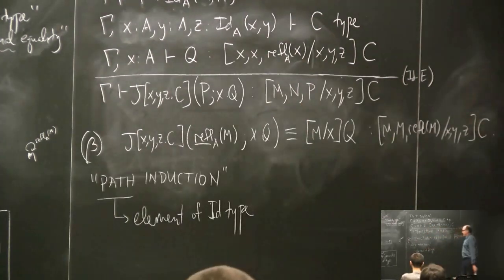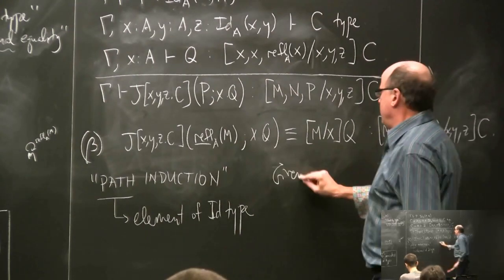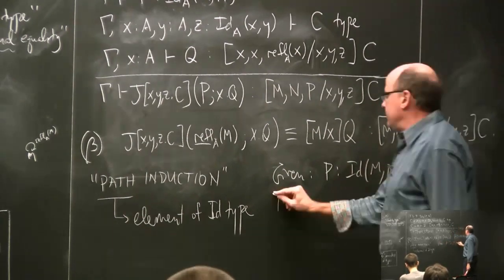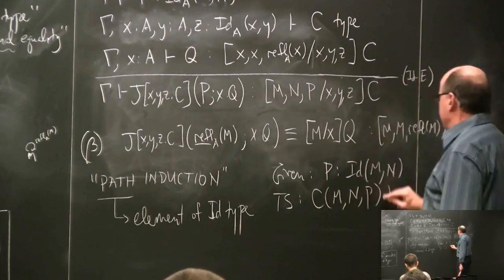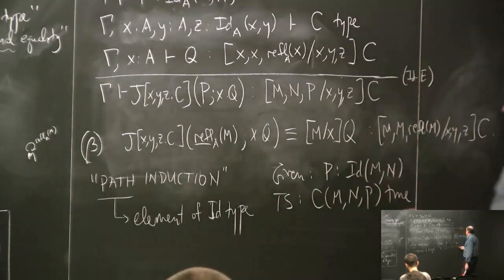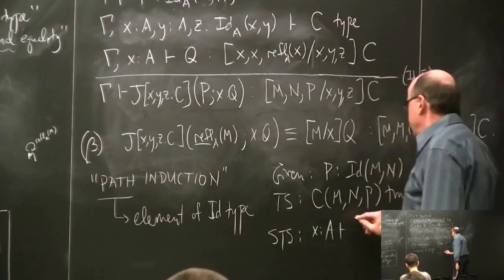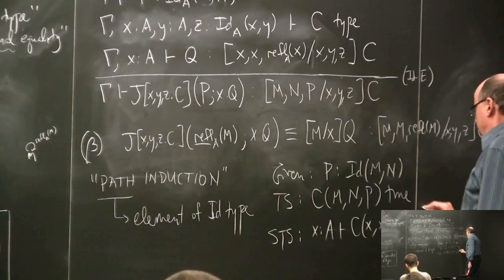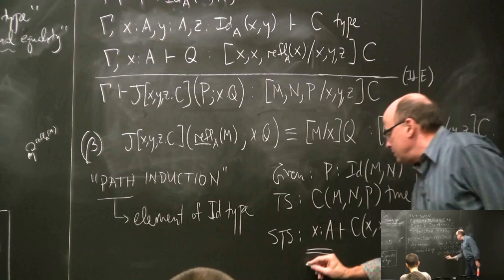And this thing is called path induction. Why is it called path induction? Because it's saying to show, so if we're given that P, you have an identification of M and N, and we want to show that, let's just write it like this, C, M, and P is true, if you read it as a logical thing, then what the rule is saying is it suffices to show generically in X that C, X, X REFL is true. Generically in X.